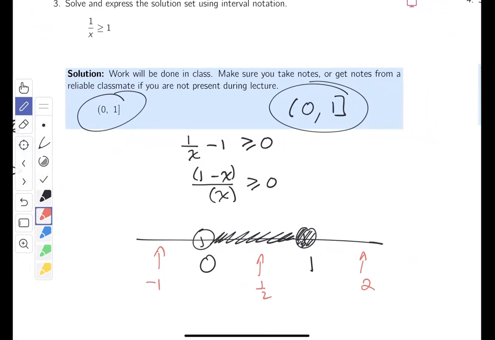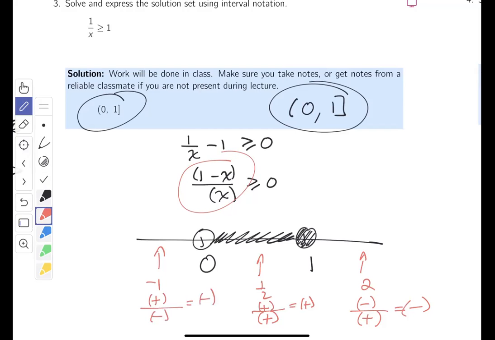If you plug in 2, we're plugging it in here. What do you get? Negative on top, positive on bottom. That would give me a negative result. If you plug in a half, on top would be 1 minus half, which is a positive number. And then the bottom would be half, which is a positive number. Positive by positive is a positive. That's fine. If you plug in -1 on top, you get a positive number. Plug in -1 on bottom, you get a negative number. A positive divided by negative is a negative number. Fairly simple, direct. All right. Let's go to number 4.